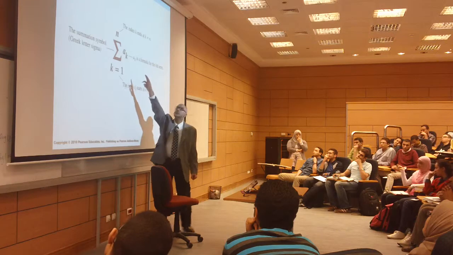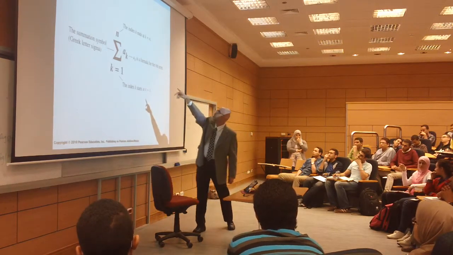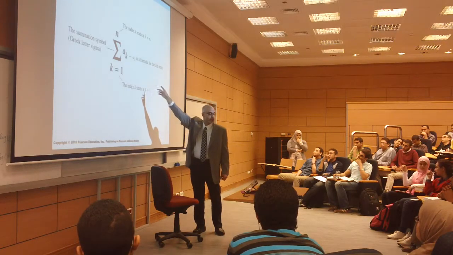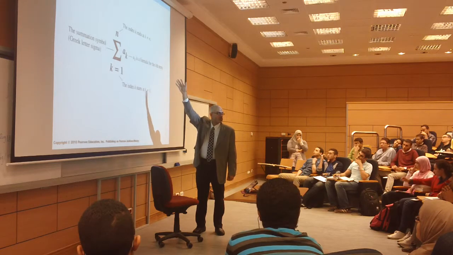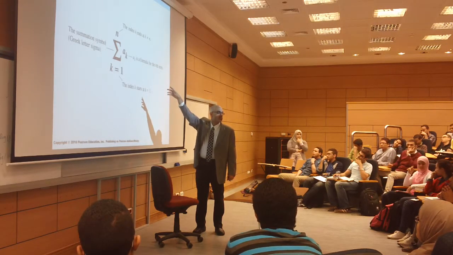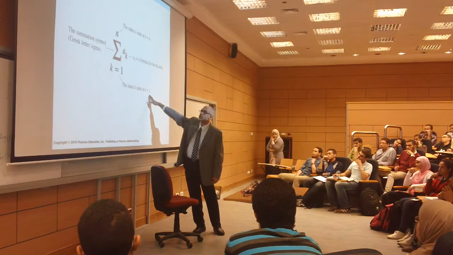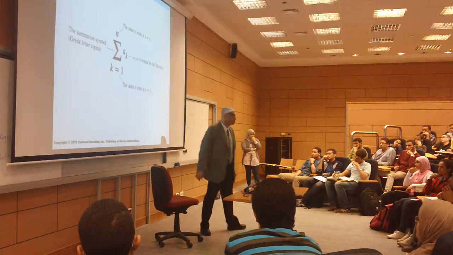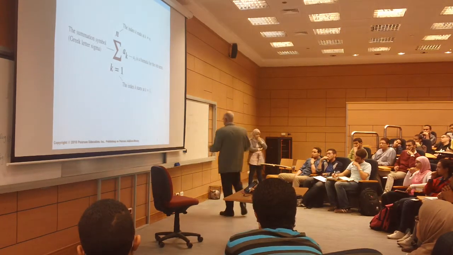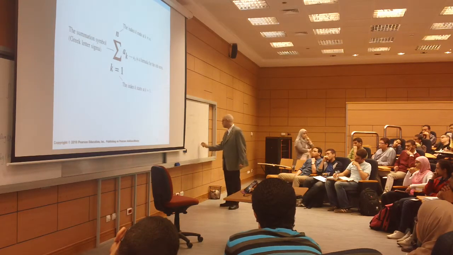N is the number of terms. N, the index, k is equal to n. This is the formula for the kth term. Okay? I have n terms, each one of them is in terms of k. K is the running index, and the index starts at 1. So what are the even numbers? Even numbers are 2k. Odd numbers, 2k minus 1.